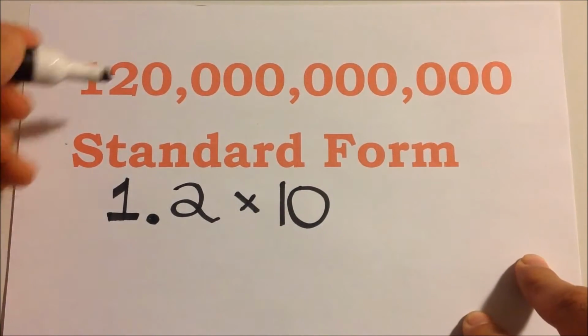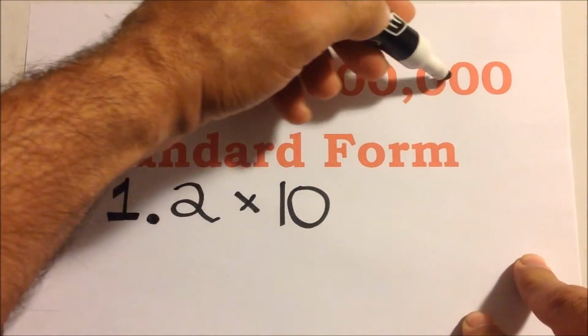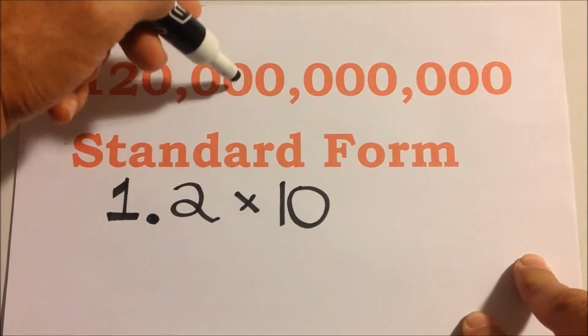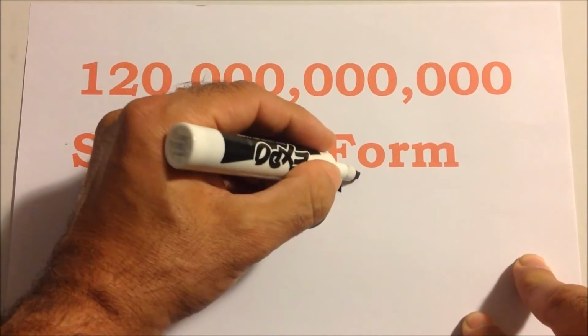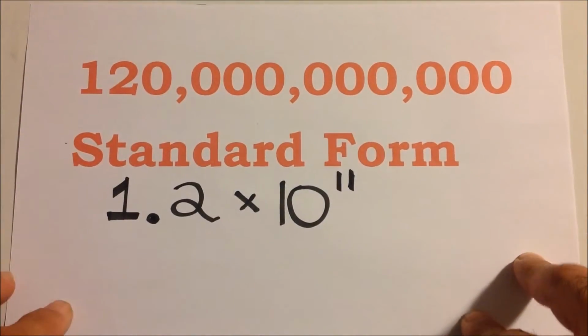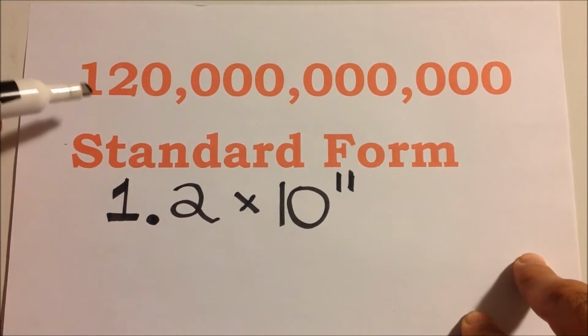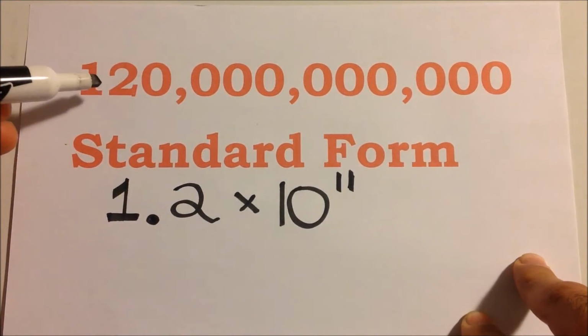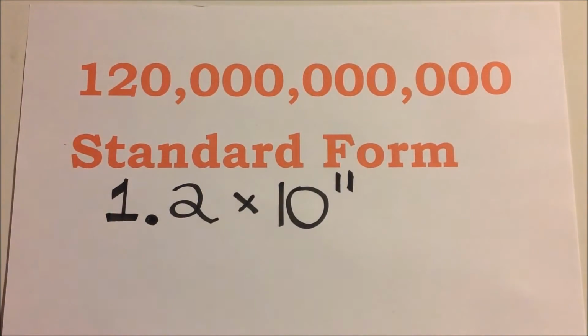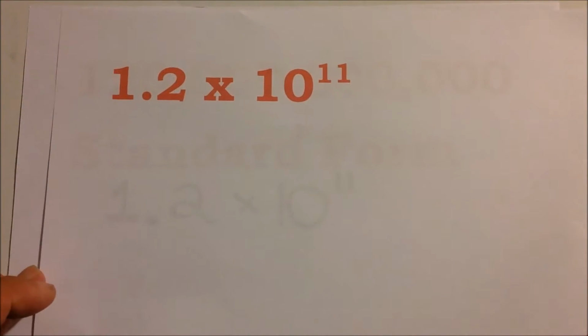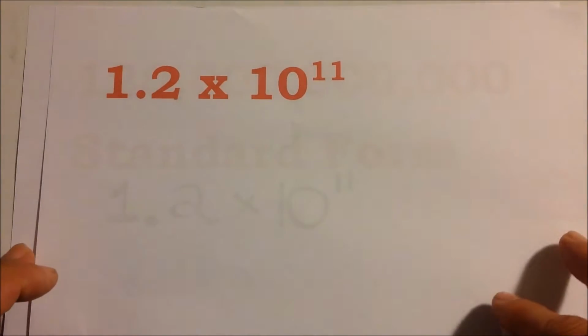So let's count. Start here: 1, 2, 3, 4, 5, 6, 7, 8, 9, 10, 11. We have 11 numbers. We're going to use that as our exponent. So the top number we see here is in standard form, and this would be in scientific notation. Again, it would look like this: 1.2 times 10 to the 11th power. So scientific notation is using powers of 10.